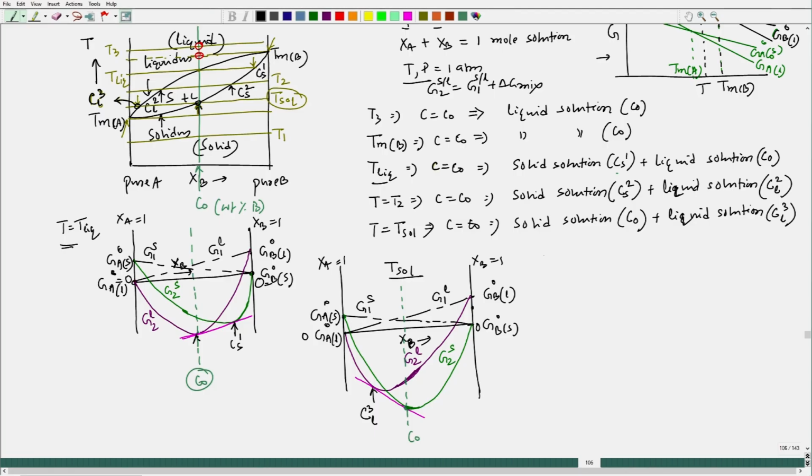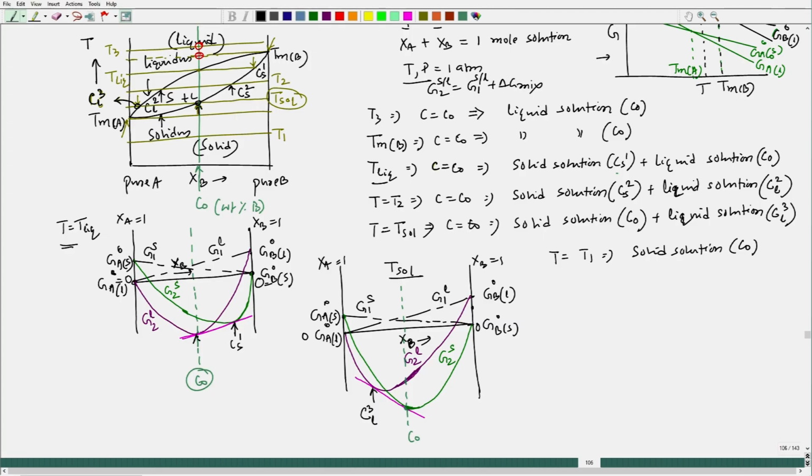Now, finally, at T equal to T1, definitely we will get all the composition, that C2 composition would be solid solution. Composition would be C naught. Okay. So, that is the information we can get out of it.